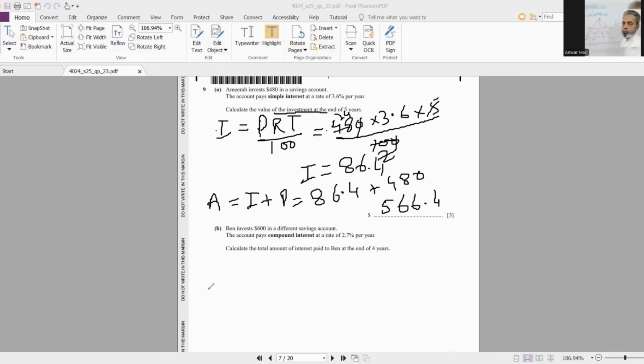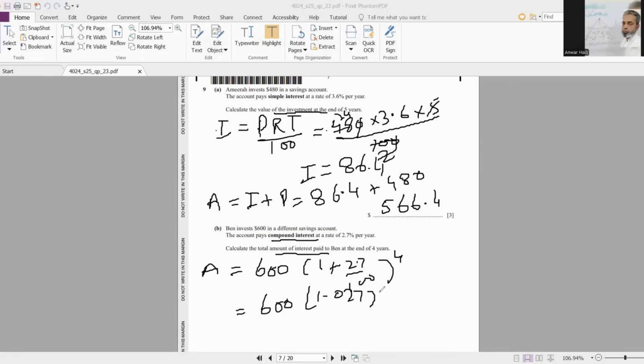Now part B: when you invest 600 in a different savings account, it pays compound interest, and at the end he is asking for the amount of interest. With compound interest we get the amount directly. A equals P, which is 600, into 1 plus R over 100, that is 2.7 over 100, whole power 4. By using the calculator, when you do this, it will come out. 1.027 whole power 4.